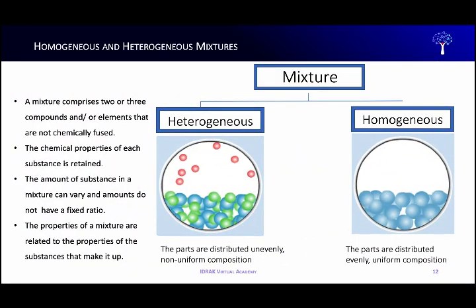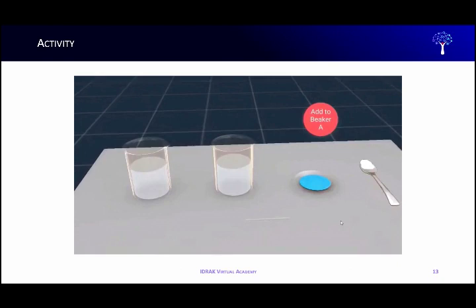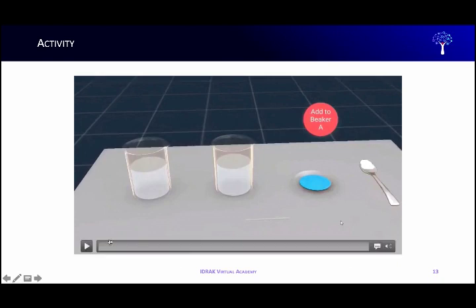So those are the two types of mixtures. A heterogeneous mixture is a mixture that has a non-uniform composition and its particles are distributed unevenly. We can see how they are. Whereas in a homogeneous mixture, there is a uniform composition and the particles are distributed evenly. Now, let's look at this activity.